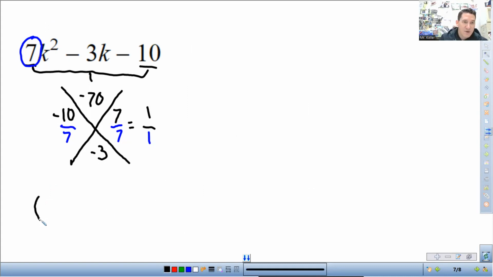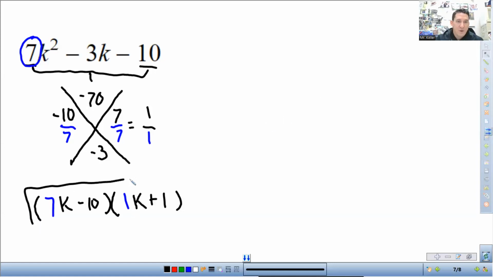And so now I can put this information into the parentheses here. Each of the factors gets a k. So it's going to be 7k minus 10. And then this one is 1k plus 1, and you don't need the 1 there. So if you remember, our original answer is just 7k minus 10 times k plus 1. Don't need the 1 in front, but that's fine. And there we go. That is factoring trinomials. We'll have more factoring practice next time.